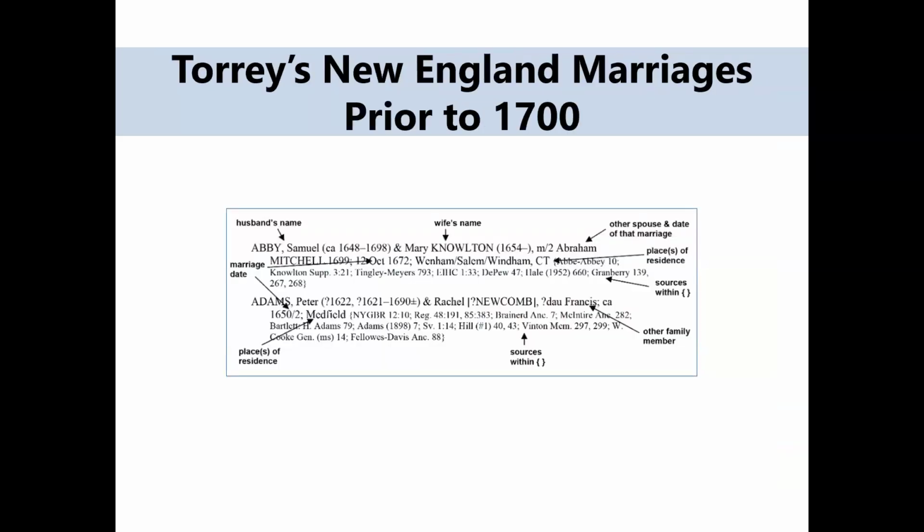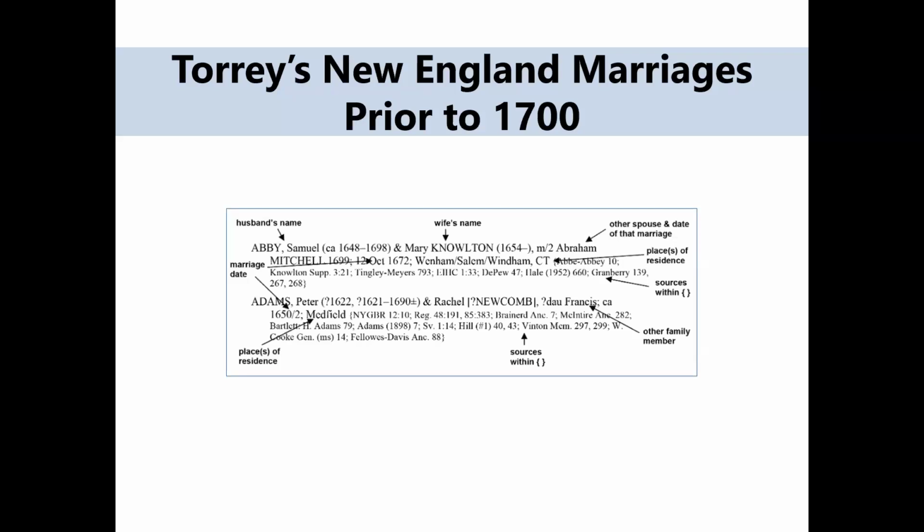So here we have a sample entry for Torrey's New England Marriages on the website, and it looks just like this. What's nice about the website is that not only does it give you the marriage information that was also in the book that was published many, many years ago, but also it gives you additional info. So we have the name of the couple, in this case Samuel Abbey and Mary Knowlton. Any previous marriages that either had, places of residence, and then if there was an exact date of birth or exact date of marriage that was known, it would include that.